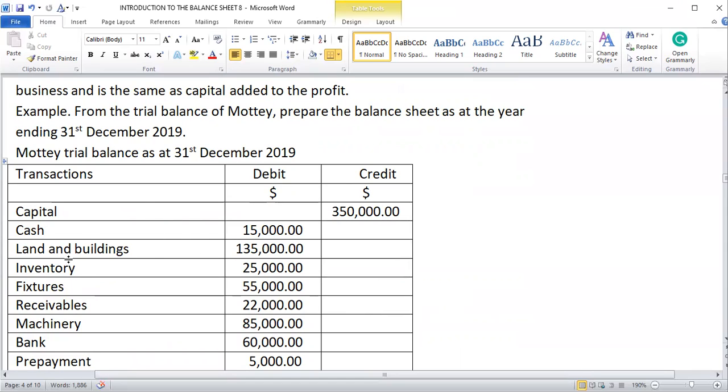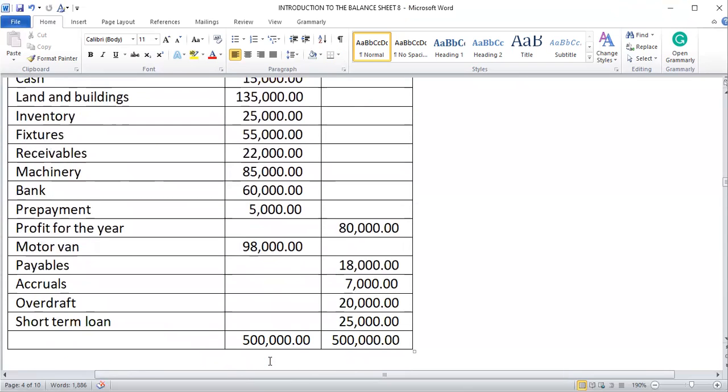Cash, $15,000. Land and buildings, $135,000. Inventory, $25,000. Fixtures, $55,000. Receivables, $22,000. Machinery, $85,000. Bank, $60,000. Prepayment, $5,000. Profit for the year, $80,000. Motorbike, $98,000. Payables, $18,000. Accruals, $7,000. Overdraft, $20,000. Then short-term loan, $25,000.